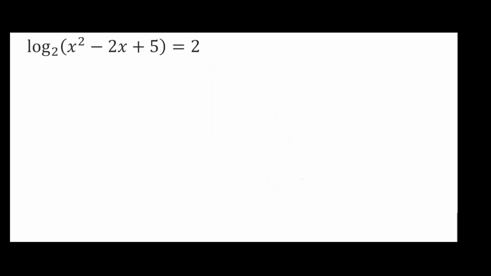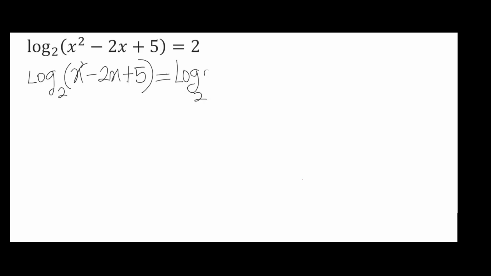Now, let's quickly write it out. So we have the log, we have base 2, and the argument is x squared minus 2x plus 5 equals. So I'll be writing 2 in logarithm form now. So we have log, we have base 2 because that's the base we have on the left-hand side. Then we have 2, then the power of 2.